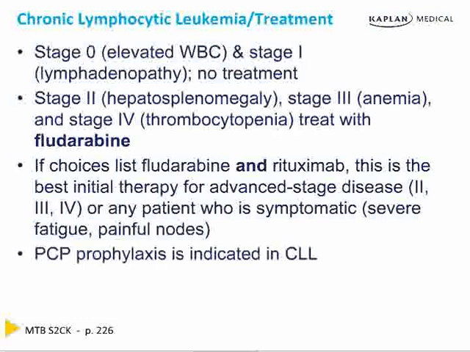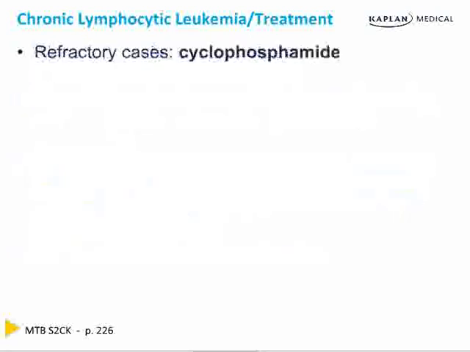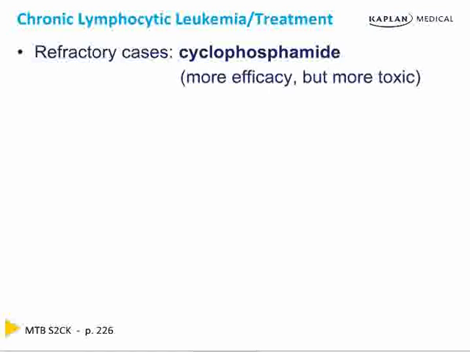In addition, don't forget, CLL acts a bit like HIV. The lymphocytes don't work, and they need pneumocystis prophylaxis in the same way you would for a person with HIV. Refractory cases that are not getting better with fludarabine need cyclophosphamide. In other words, if you have a person who's been getting fludarabine or fludarabine and rituximab and they're not getting better, you need to try something that may have more toxicity but also more efficacy. Try and get it under control.